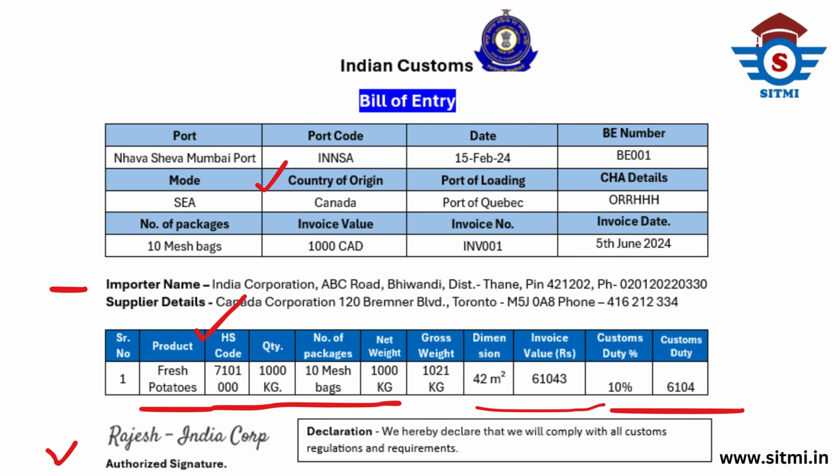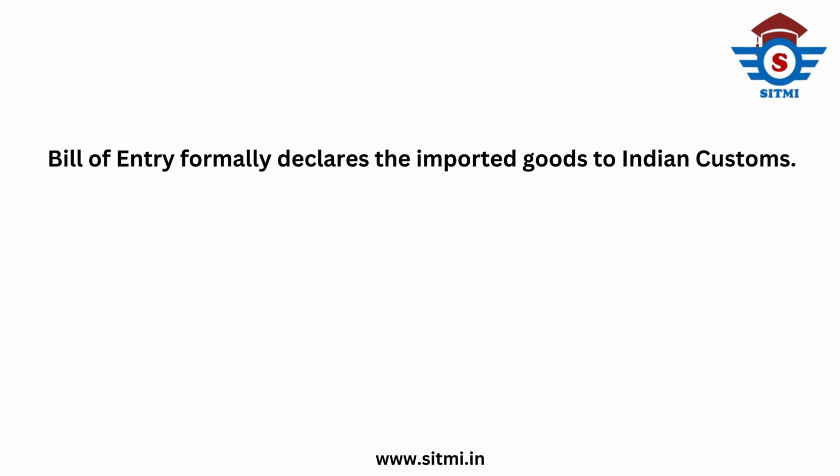So in our case, the bill of entry is filed by India Corporation or their customs broker with Indian Customs Authorities. Now, the purpose of filing the bill of entry is that this document formally declares the imported goods to Indian customs. In our example, the bill of entry will include the shipment information from the bill of lading, including the product description, which is potatoes. It will also include the HS code, quantity, value, and country of origin, which is Canada in our case.